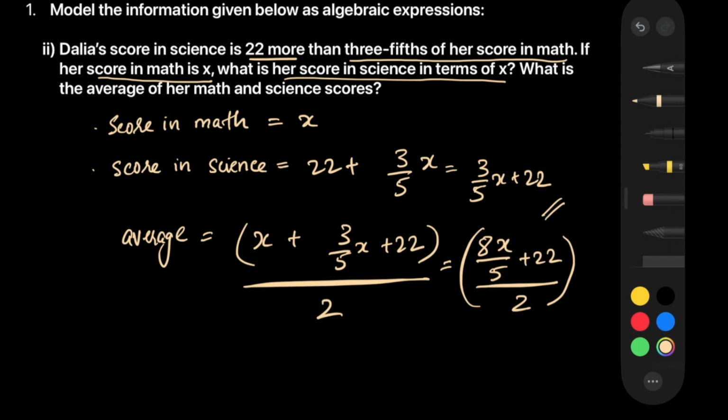Now, we can divide each of these numbers, 8x by 5 and 22, by 2 separately. So we get that the average of her math and science scores are 4x by 5 plus 11.